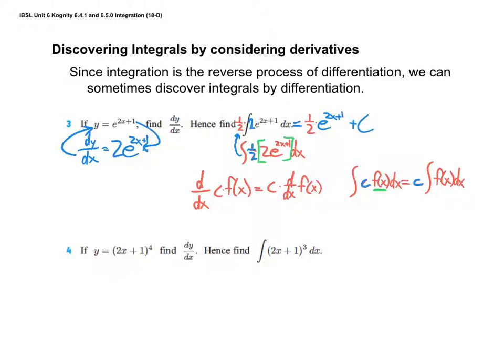The other part I know because I just did the derivative. I know that the integral of 2e to the 2x plus 1 is going to be e to the 2x plus 1. And the 1/2 is just there because we needed it to balance out the 2.